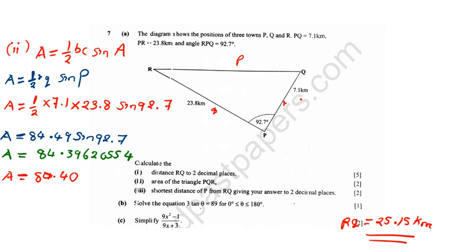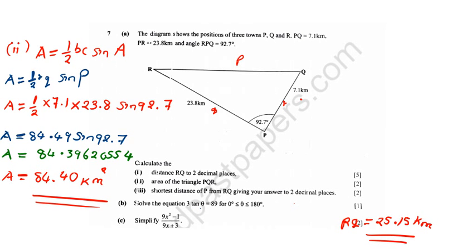The unit is kilometer. Since it is an area, we add a squared, because area is always to the power 2. So that's our answer for part 2. Let's now go to part 3.